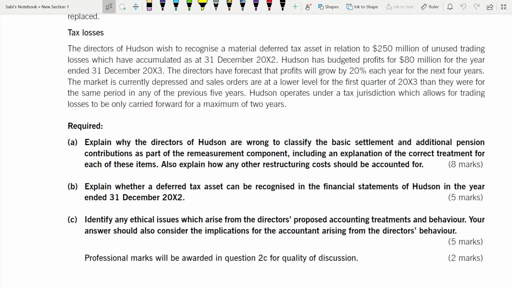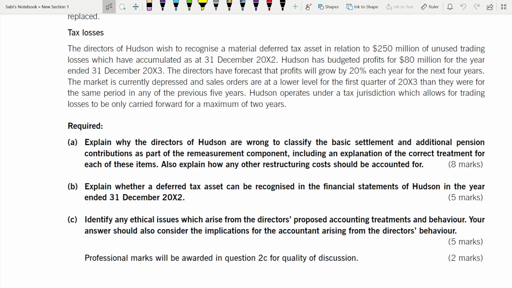A, explain why the directors of Hudson are wrong to classify the basic settlement and additional pension contributions as part of the remeasurement component. That is the first part of the requirement. When you read the requirements, don't read it as one sentence. After that comma, that's another requirement. So you have to keep a pause over there to understand that this is one requirement and after the comma is the second requirement in one.